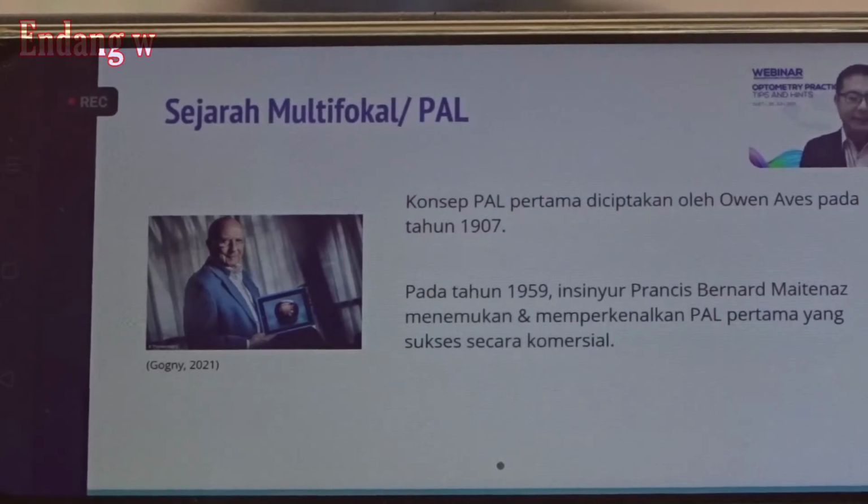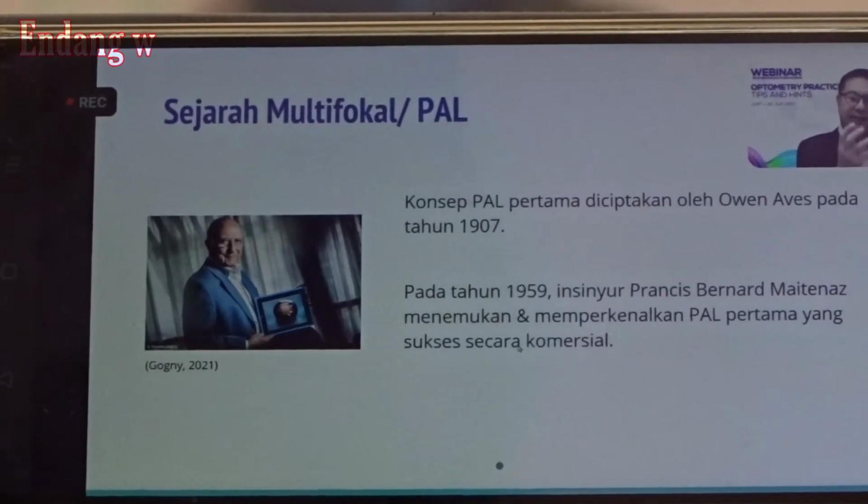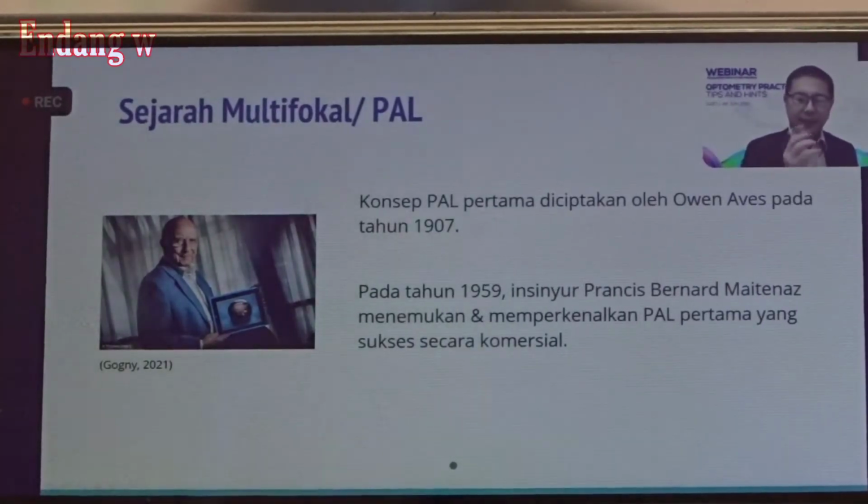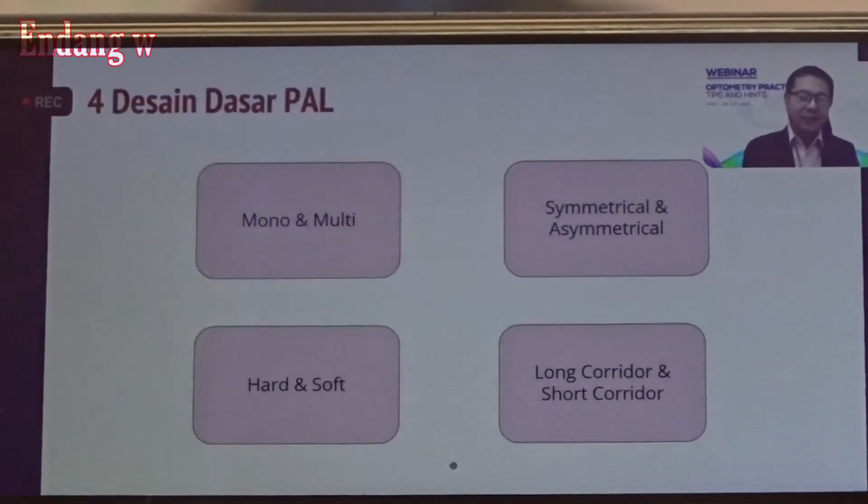In 1959, French designer Endang invented and introduced the first successful modern PAL design, and after that he managed to commercially prescribe and manufacture lenses for presbyopia successfully. After that came digital surveying and computer successes, and then the lenses just progressed. So there are four basic types of progressive lenses.